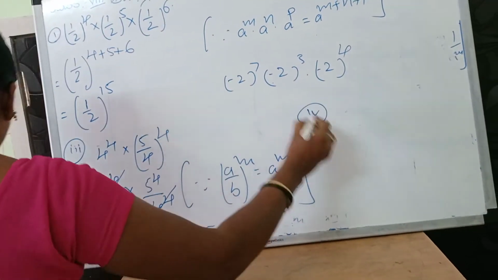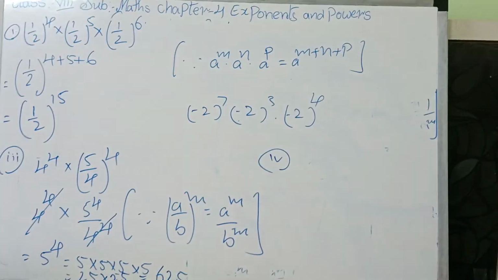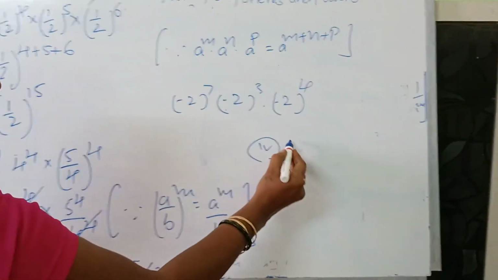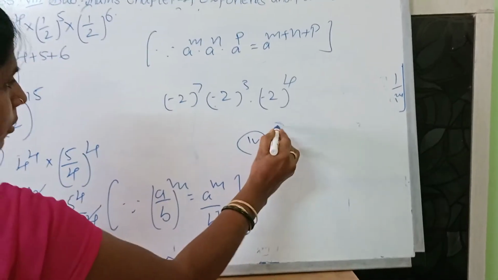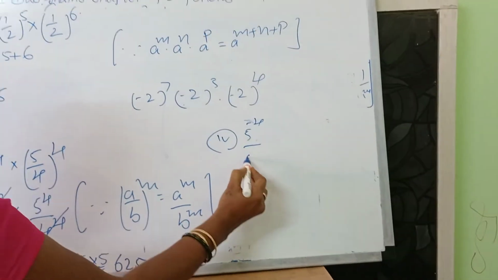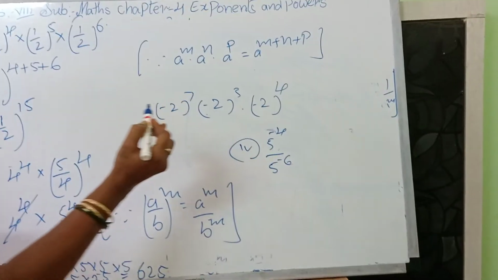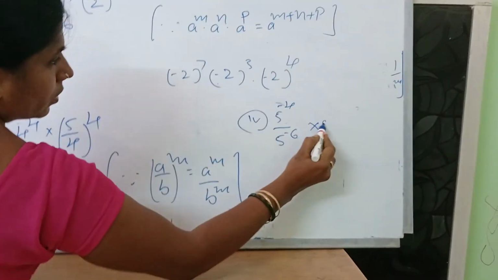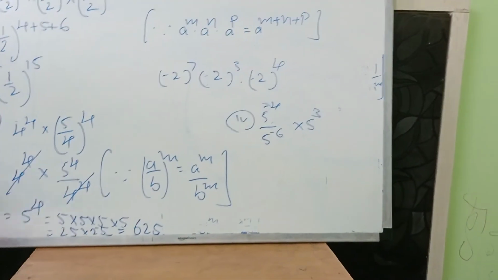Fourth one, take as homework, children. The fourth problem is 5 to the power of minus 4 by 5 to the power of minus 6, into 5 cube. Take this as homework, children.